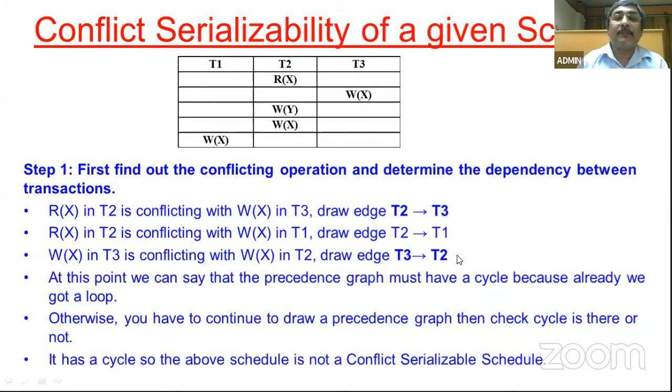Now, if this graph has a cycle, that means the conflicts in this schedule cannot be resolved, and it is not conflict serializable. And if there is no cycle, then naturally the conflicts can be resolved. And what is that serial schedule? Do a topological sort of that graph. The moment you do a topological sort of the graph, you'll find out the conflict serial schedule as well.